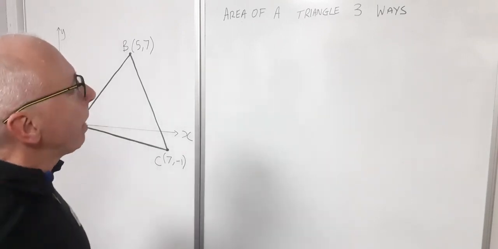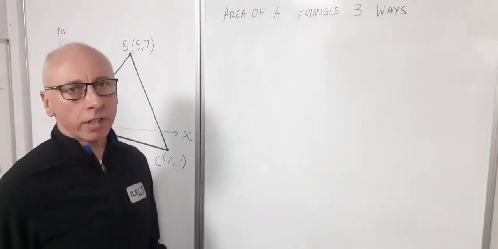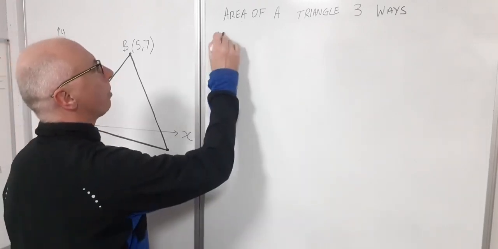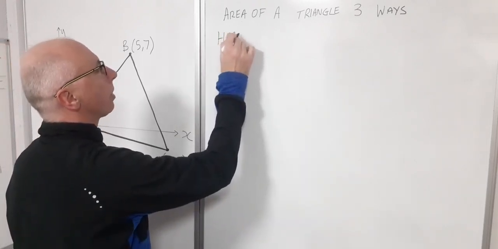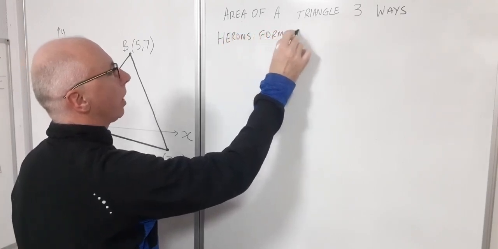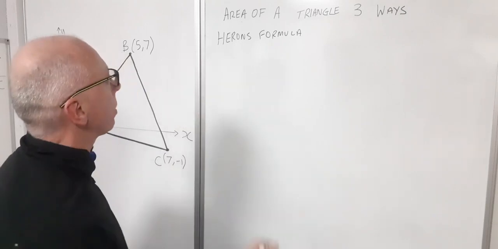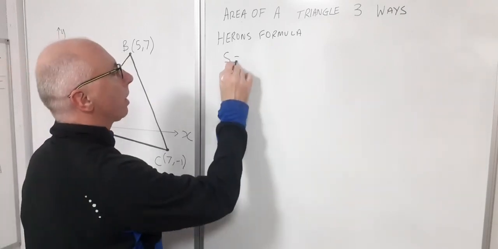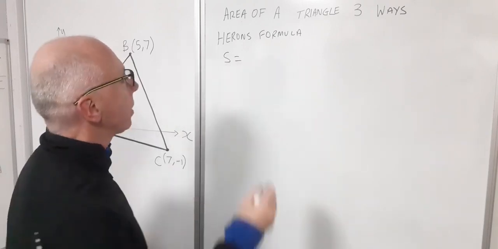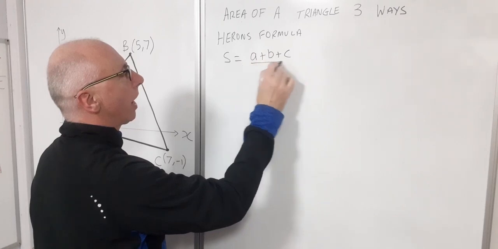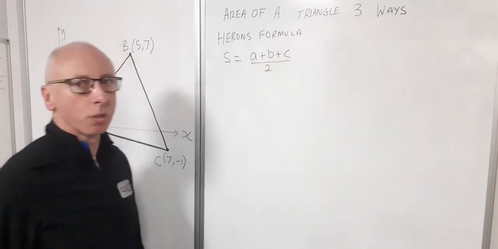Okay, so the 3 methods for the area of a triangle. Well, the most popular one is Heron's Formula. So I'm going to write that one up here, Heron's Formula. Now, this formula is in 2 stages. So we've got our variable S. What it is, is the sum of 3 sides. So A plus B plus C, and then divided by 2.